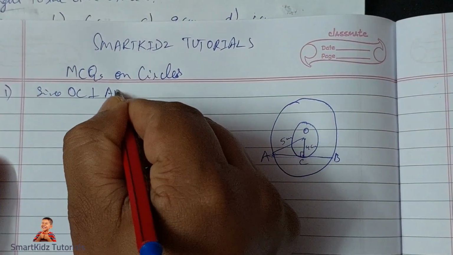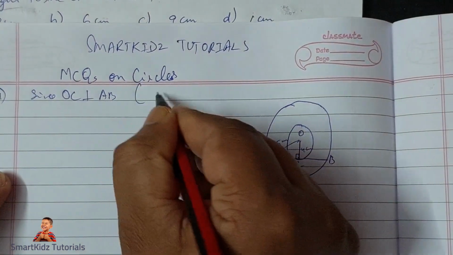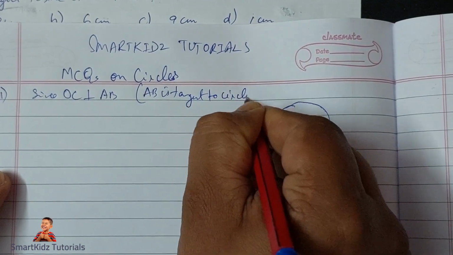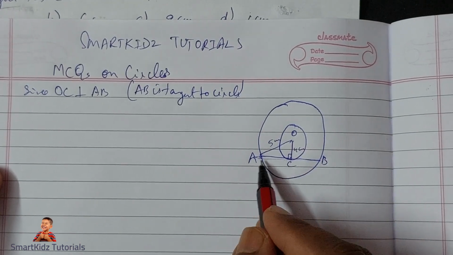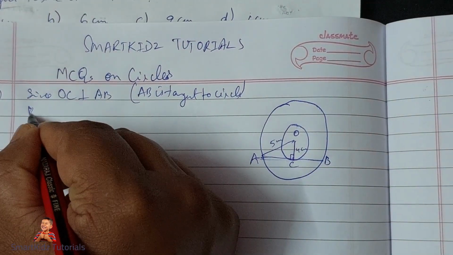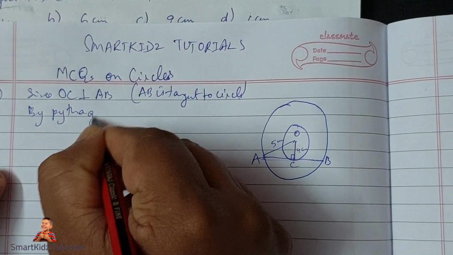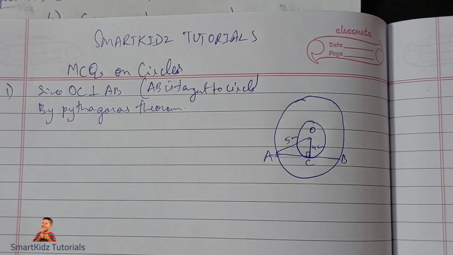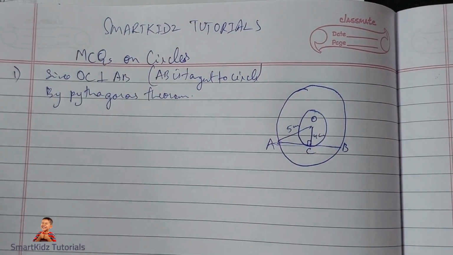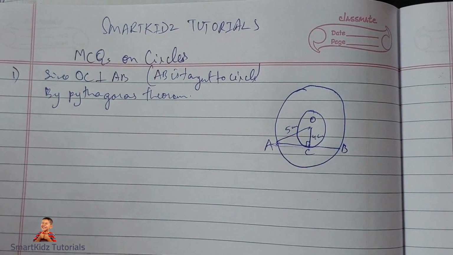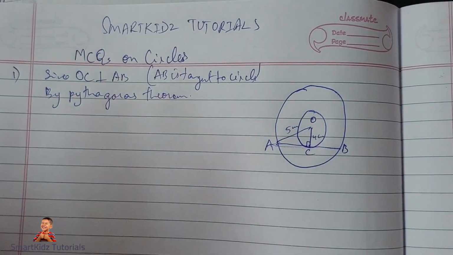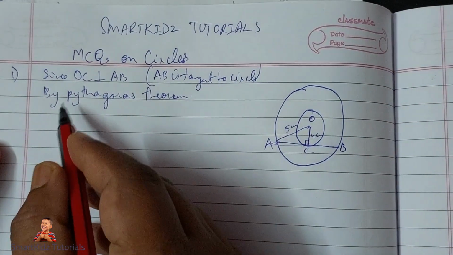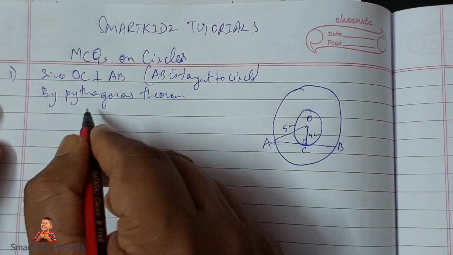I can say since OC is perpendicular to AB, and why is OC perpendicular to AB? Because AB is tangent to the circle. Now, OC is perpendicular to AB. That means we can use the Pythagoras theorem. So we can say by Pythagoras theorem. For 1 mark, you don't need to show all this working. Especially in MCQ. But in questions 16, 17, 18, 19, 20, which are 1 mark questions where there are no multiple choice options, you have to solve. There you can answer both. Have a look at how this is done.